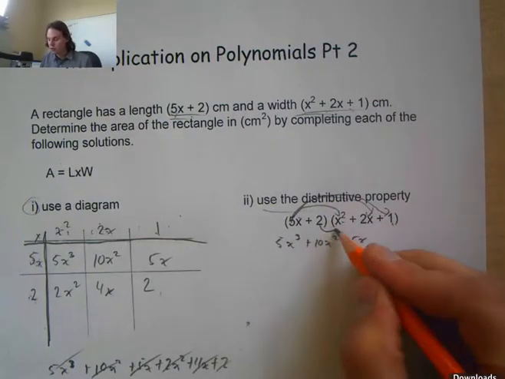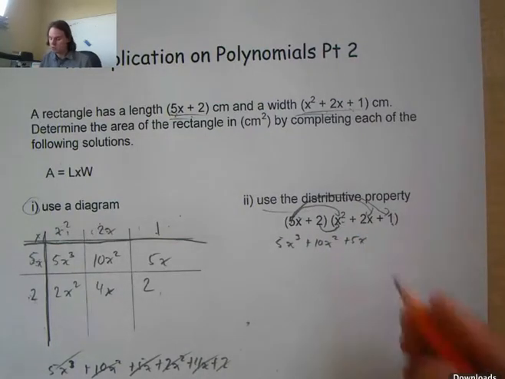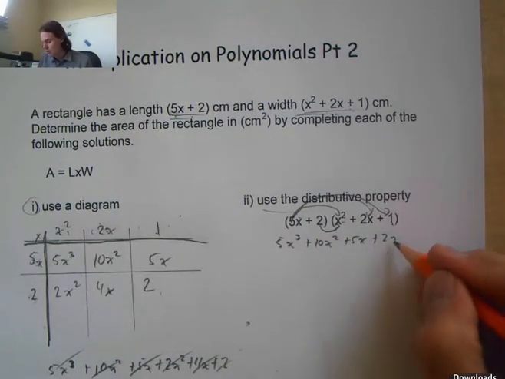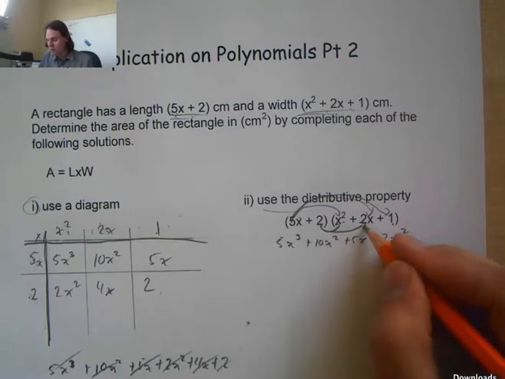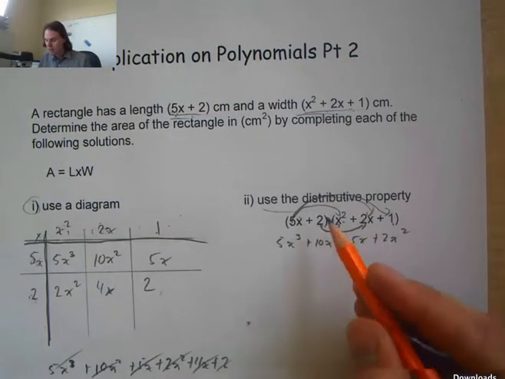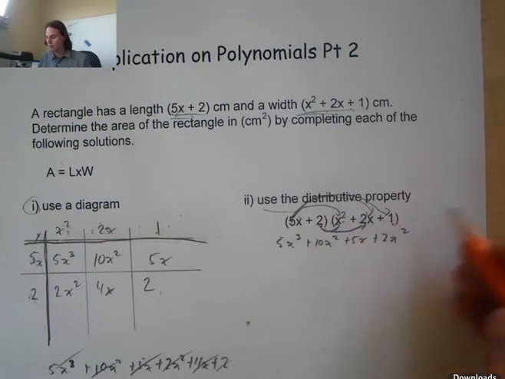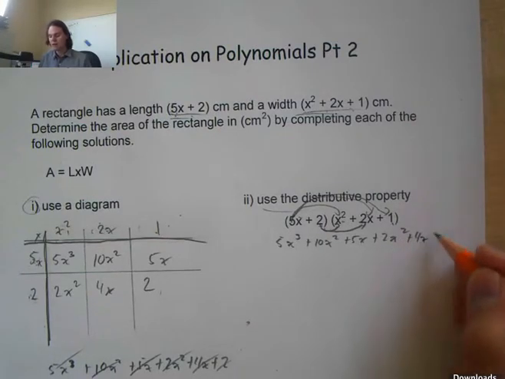Now I want to go the 2 multiplied by x squared, which is going to give me plus 2x squared. And then we have to go that way, which will give me 2 times 2x, which is plus 4x. And then I'm going to go 2 times 1, which will give me plus 2.